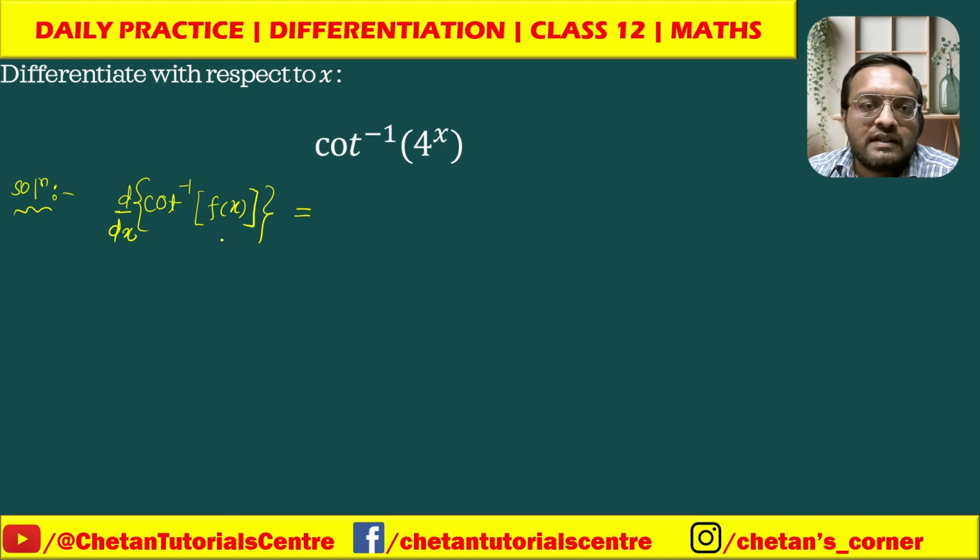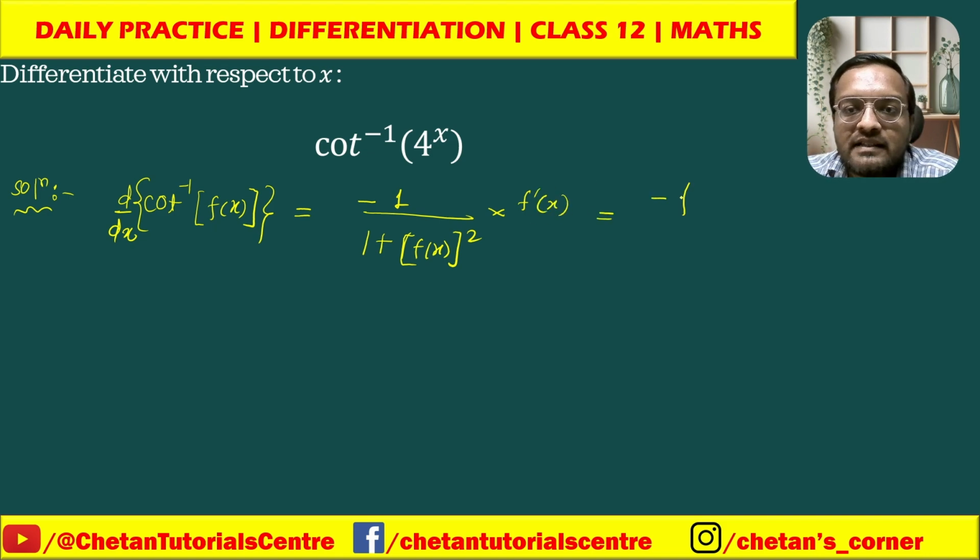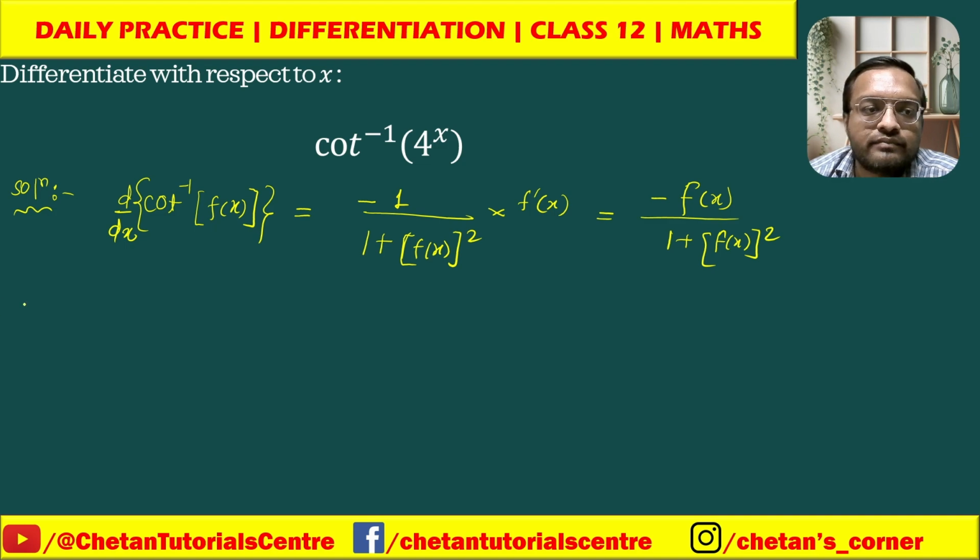cot inverse of f of x is 1 upon 1 plus f of x bracket square multiplied by derivative of f of x, that is f dash of x. On further simplifying, what I will get, minus f dash of x divided by 1 plus f of x bracket square. So in this way we have the given formula.